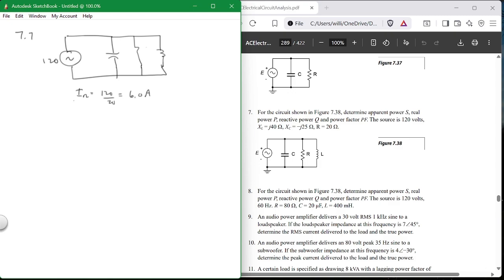I for the capacitor is 120 over minus j25, or 4.8 at angle 90. I of the inductor is equal to 120 over j40, or 3 at angle minus 90. Add those all together. How do you do this? The same way you did them before. 6.264 at angle 16.7. Okay?